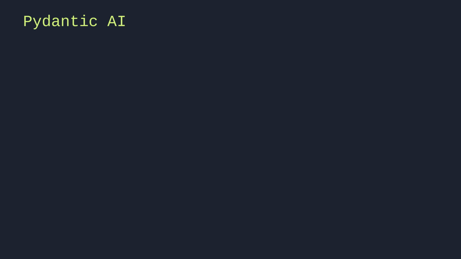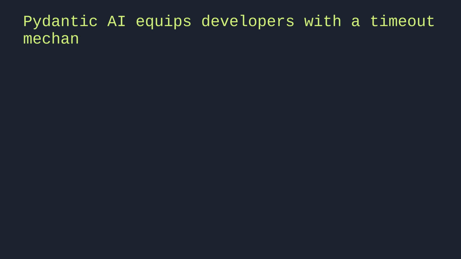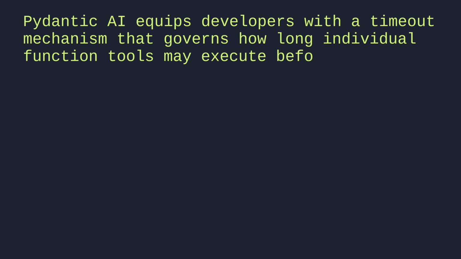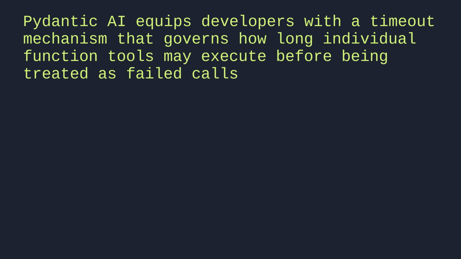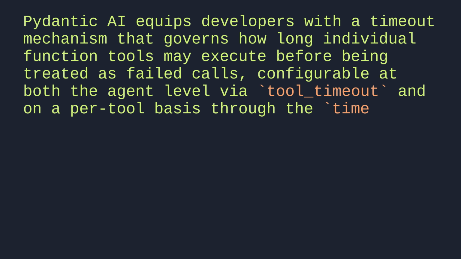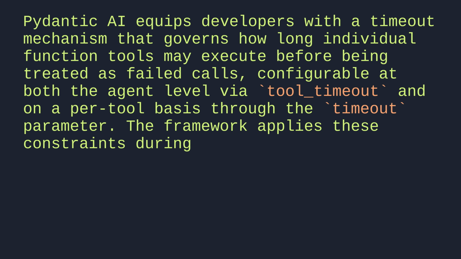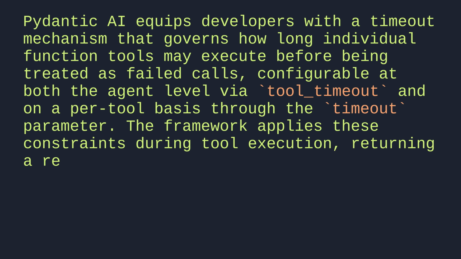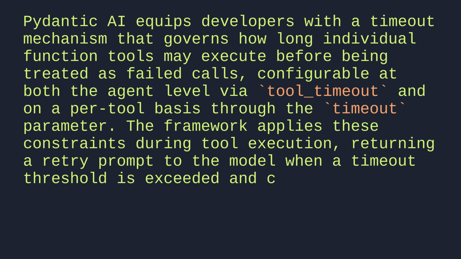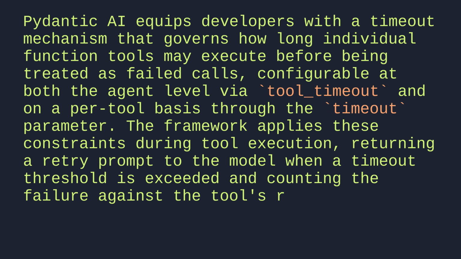Pydantic AI equips developers with a timeout mechanism that governs how long individual function tools may execute before being treated as failed calls, configurable at both the agent level via tool timeout and on a per-tool basis through the timeout parameter. The framework applies these constraints during tool execution, returning a retry prompt to the model when a timeout threshold is exceeded and counting the failure against the tool's retry budget.